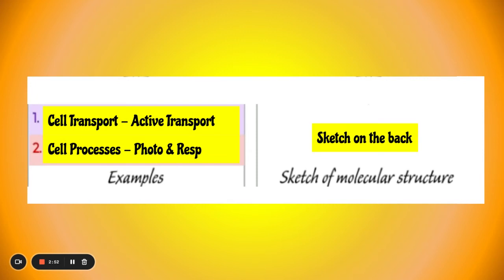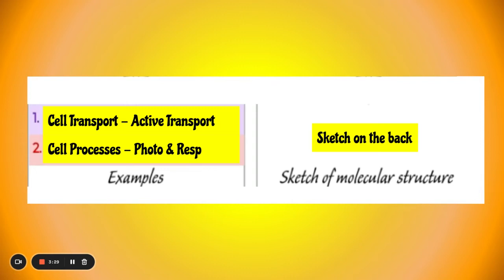Examples of where you would use ATP energy. Well, we saw the use of ATP when we were looking at cell transport, passive versus active transport. And the big distinction between them is passive transport doesn't use energy and active transport uses energy. And the energy we're talking about is ATP. Lots of cell processes use ATP energy, including the two processes that we're going to look at. We're going to focus on photosynthesis and cell respiration.